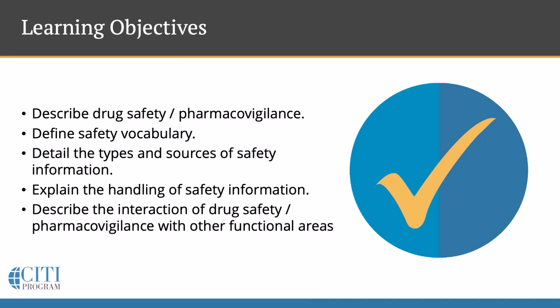The learning objectives for this webinar include describing drug safety and pharmacovigilance, defining safety vocabulary, detailing the types and sources of safety information, explaining how safety information is handled, and describing the interaction of drug safety and pharmacovigilance with other functional areas. The life cycle of an adverse event is cyclical in nature until everything needed or available for the case is received and processed.